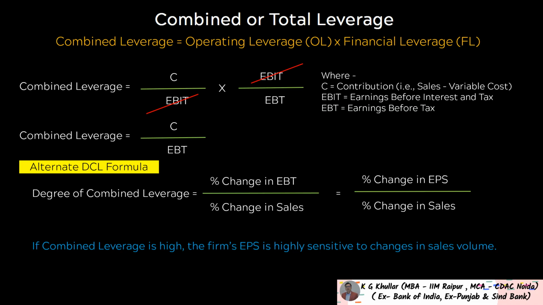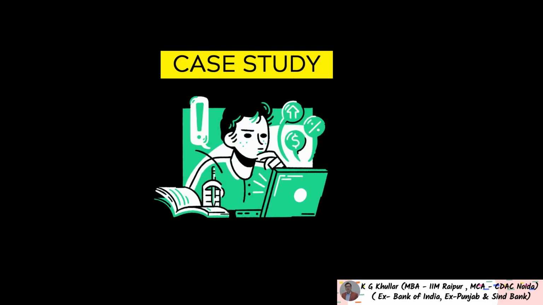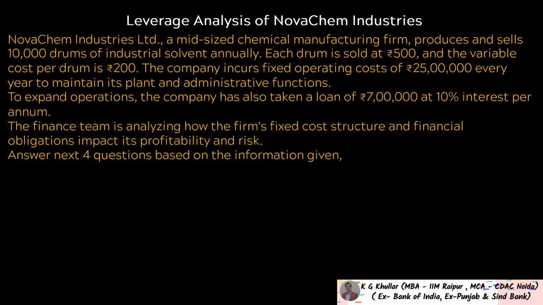Friends, with this, I hope the theory part of leverage is clear to you and all the three types of leverages, that is operating leverage, financial leverage and combined leverage, are crystal clear to you. But as said, in examination, you will be tested with application-based questions from this chapter. So let's solve a case study that will clear all your doubts. And the case study goes like this.